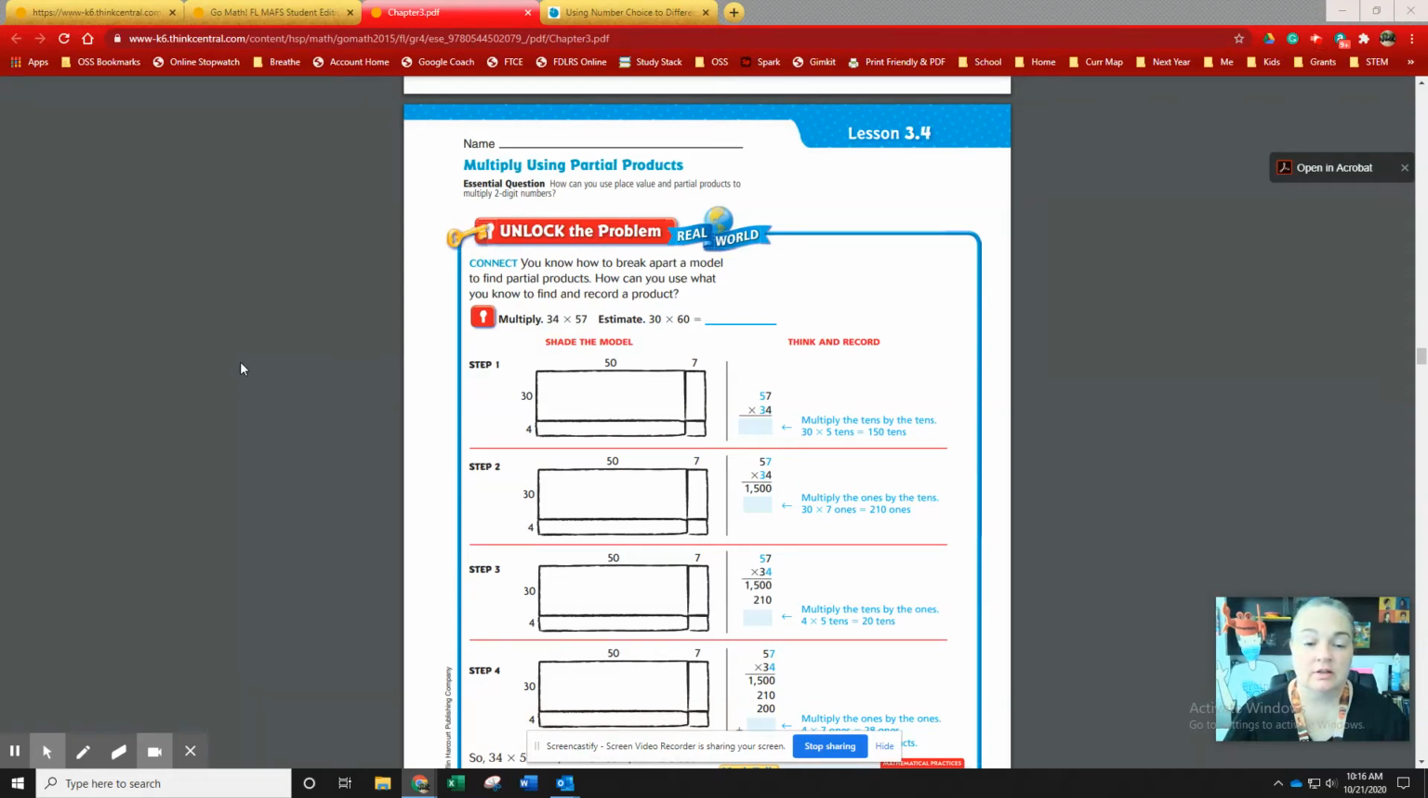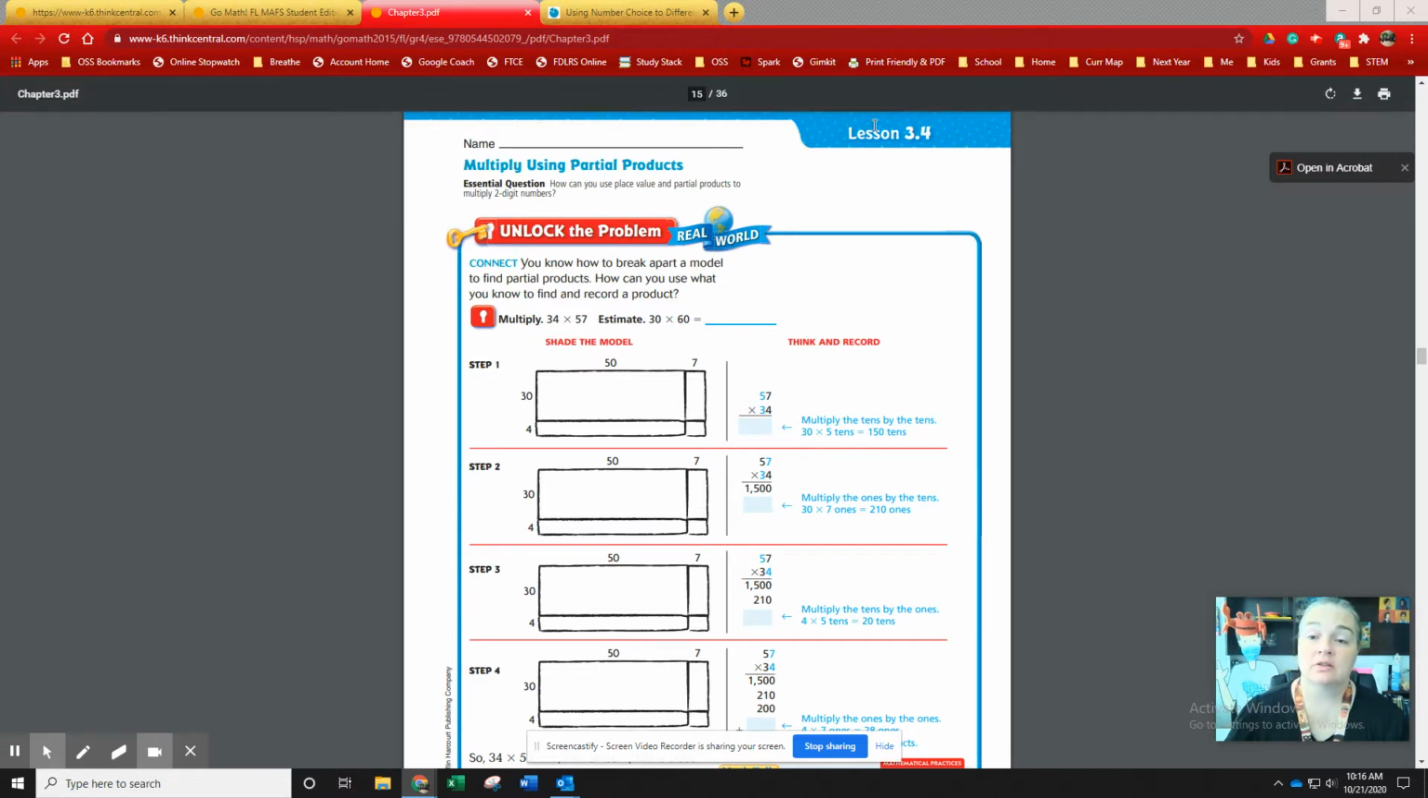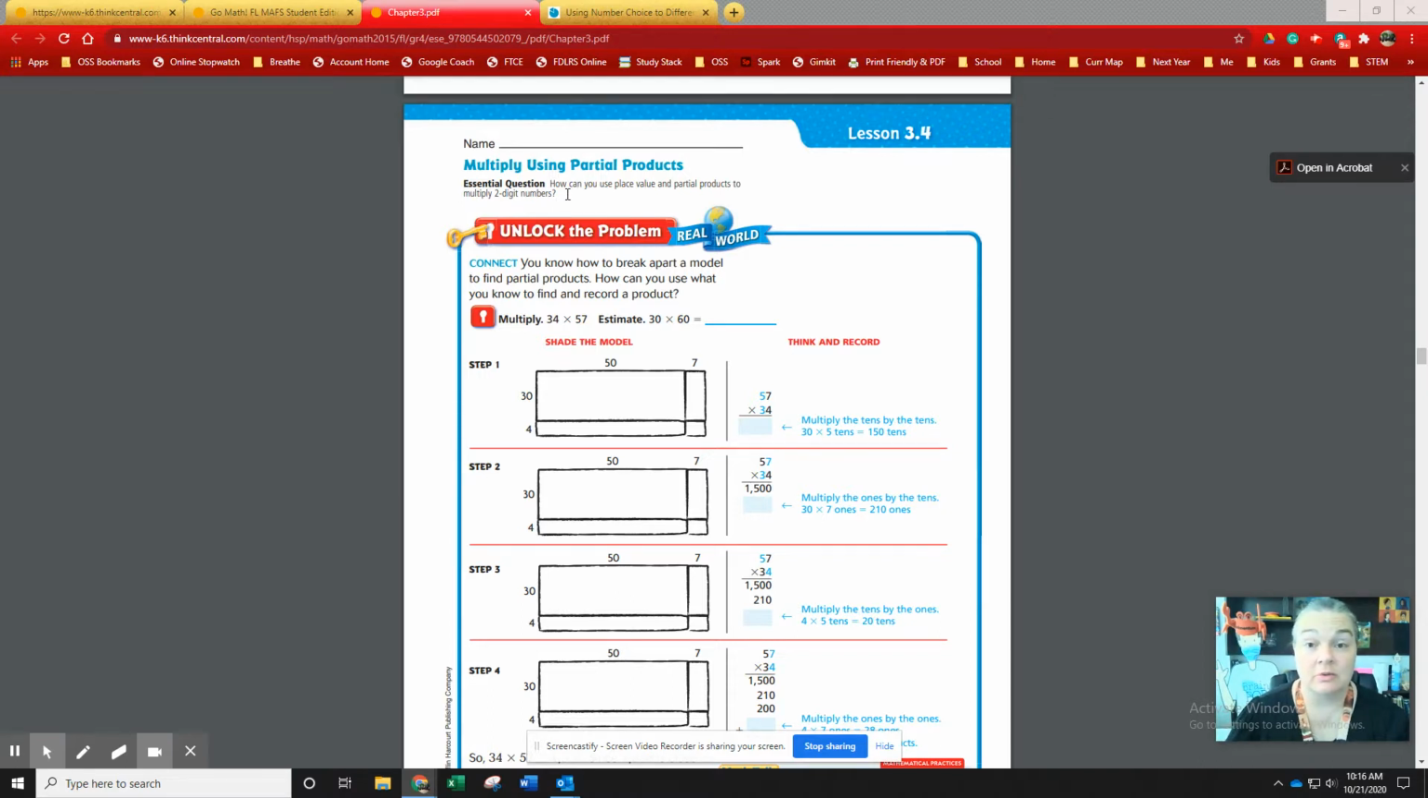Focusing on a smaller amount of questions will help the students perform better on the assessment as well as the FSA and understand the concept. So for this lesson, this is the essential question, which, number one, make sure it goes with your standard before you teach it. How do you use place value and partial products to multiply two-digit numbers?